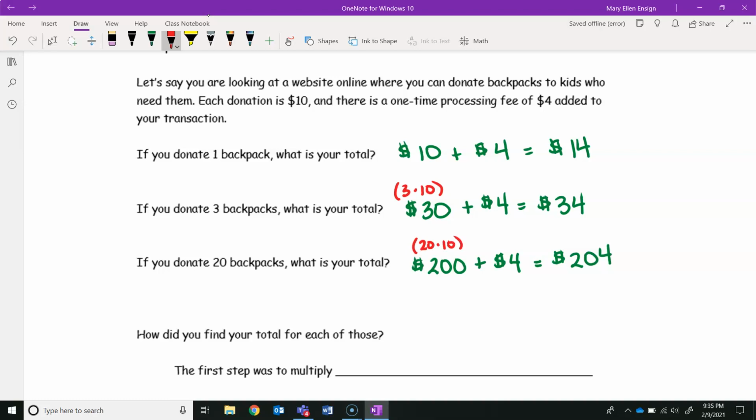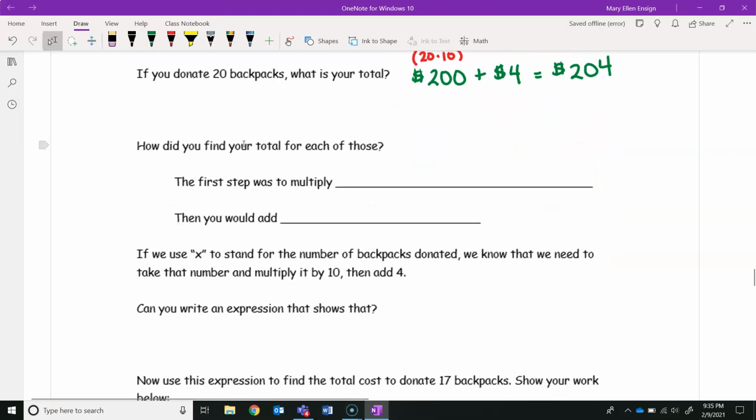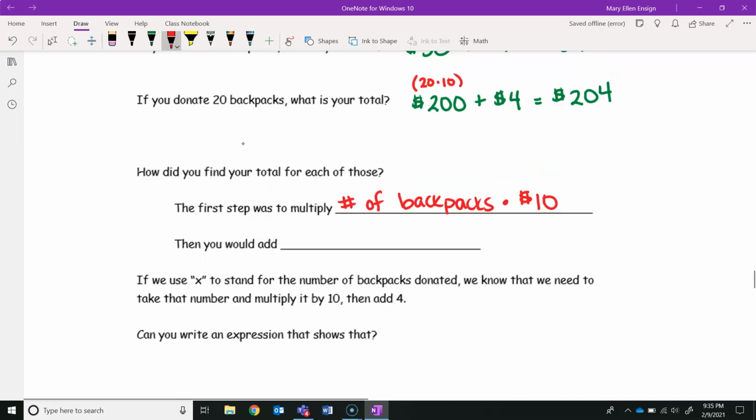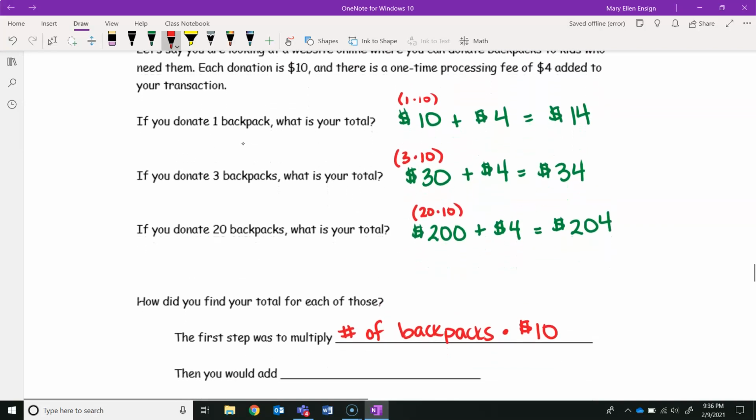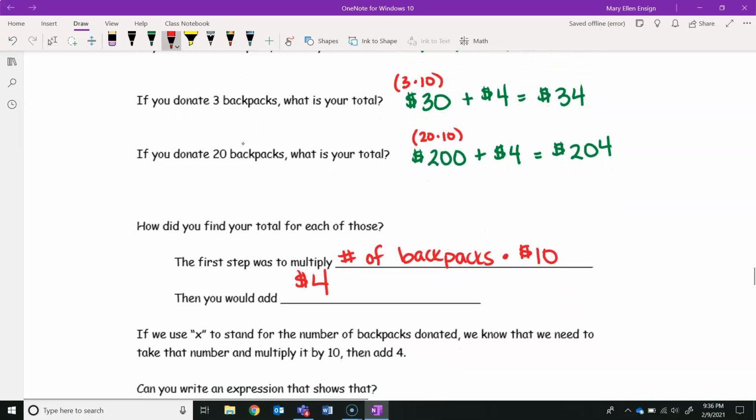So how did we find the total for these? Well, the first thing we did was to multiply the number of backpacks times $10, or $10 each, okay? So that's where we got the 200 or the 30 or the 10 here, right? This is really one backpack times $10. Then what did we do? Then we added the $4 to that, okay?